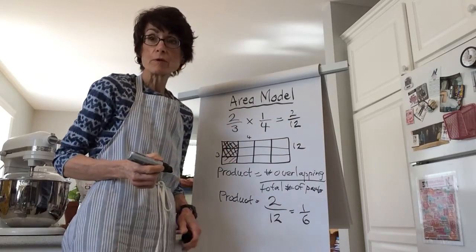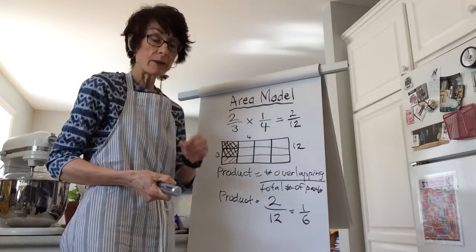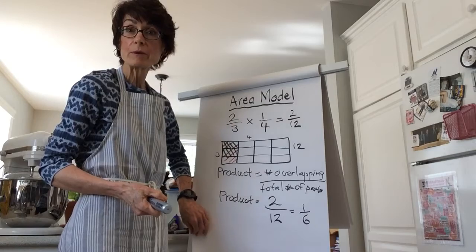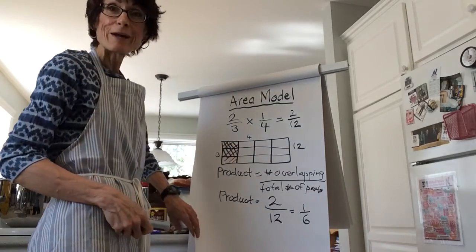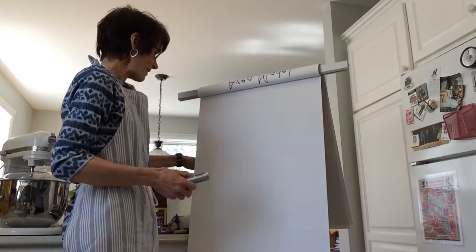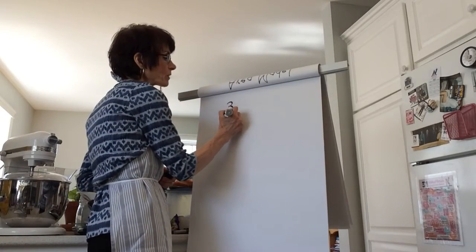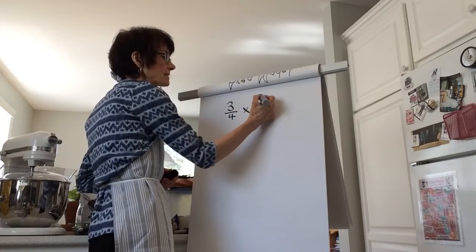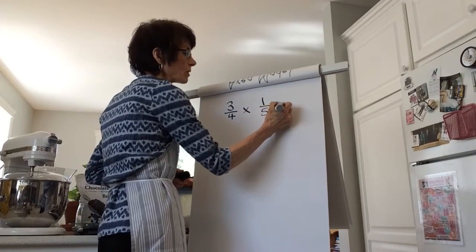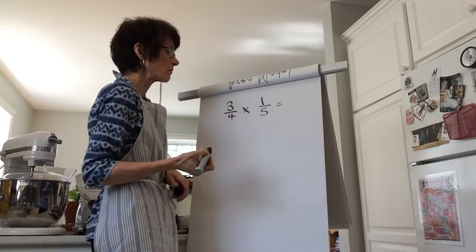All right, you stop the video for just a moment. Go get yourself a piece of paper and a pencil and come back and we'll try one together. All right, welcome back. The one we're going to work on together, let's see, 3/4 times, let's say 1/5. What is the product of 3/4 and 1/5?